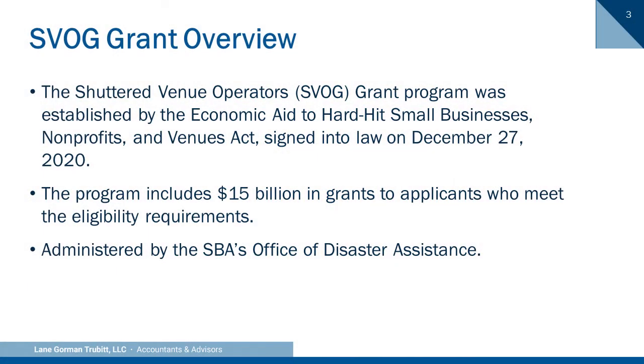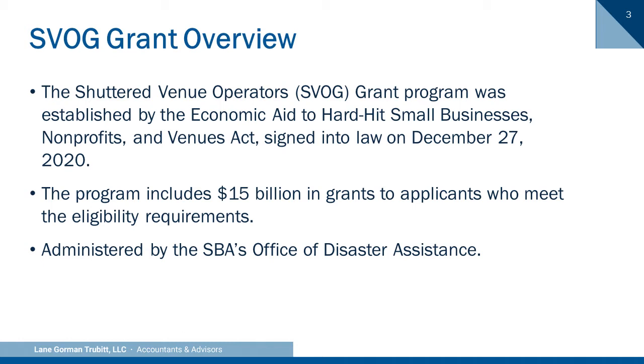So just to give you a quick overview of the grant, the Shutdown Venue Operators Grant program was established by the Economic Aid to Hard-Hit Small Businesses, Nonprofits, and Venues Act. It was signed into law on December 27, 2020. So this date is important, so keep in mind December 27, 2020, as this will come up quite a few times later on in the slides.